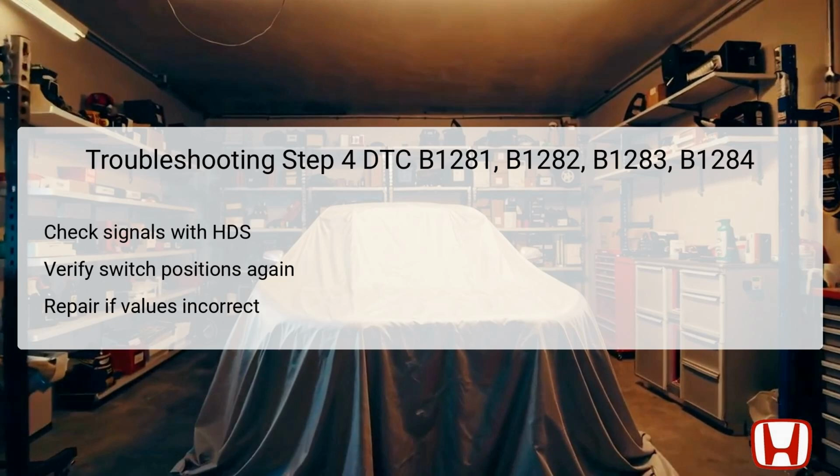However, this suggests the issue may be intermittent, warranting checks for loose or poor connections. On the other hand, if any signal is incorrect, it indicates a short between the associated circuits, which requires repair to ensure proper function of the windshield wiper system.